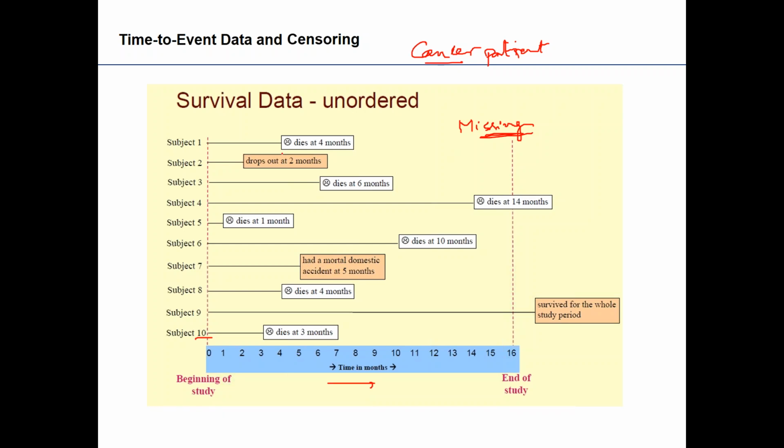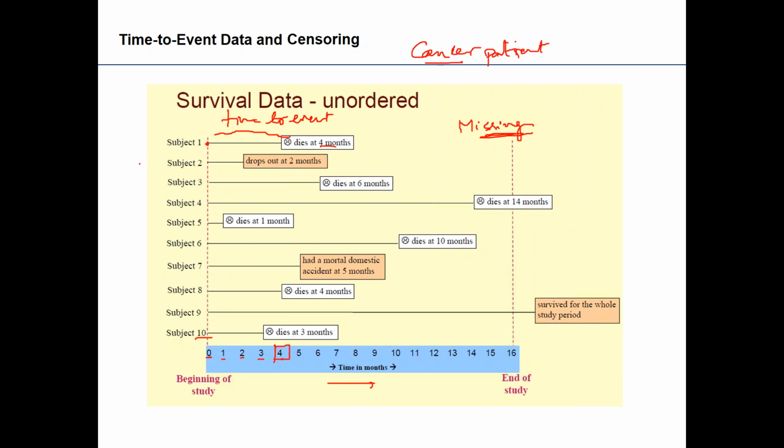Now, if you see the first patient, he has survived till 4 months. So that means when he entered the study, this was the time 1, 2, 3, 4. So after 4 months he has died. So this is my time to event. This is my dependent variable.